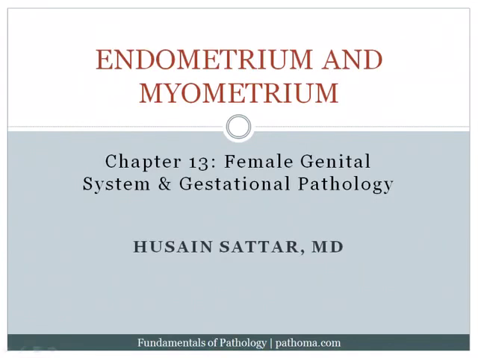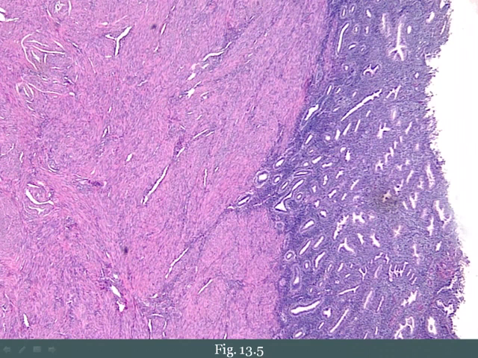The next section of the female genital tract that we're going to cover is the endometrium and the myometrium. Basically, both of these make up the uterine wall. Remember that the endometrium is the mucosal lining of the uterine cavity, and the myometrium is that smooth muscle that underlies the endometrium. Here's a histologic picture just to remind you of normal.